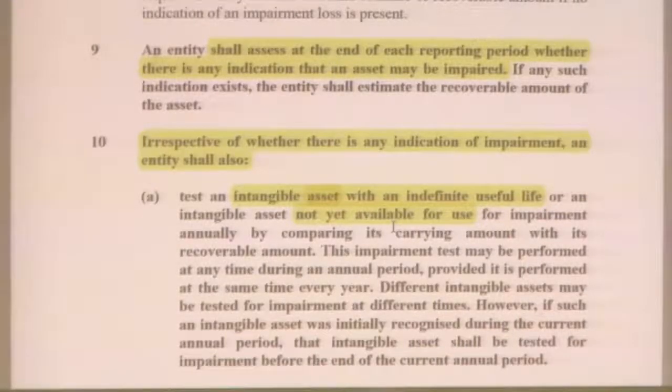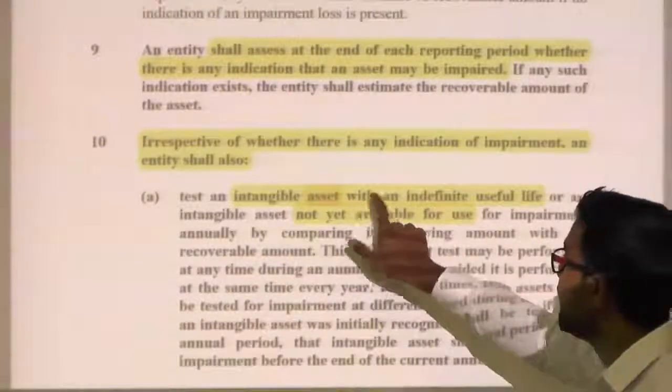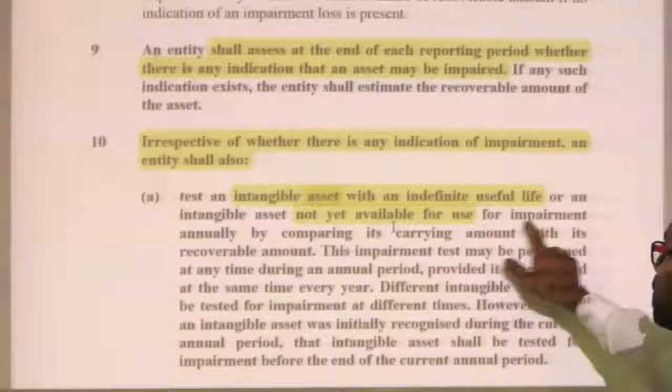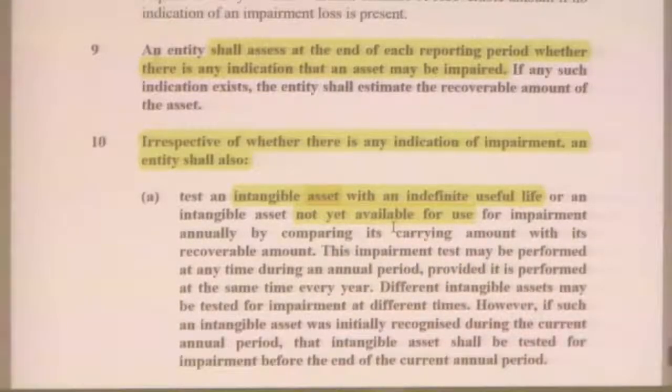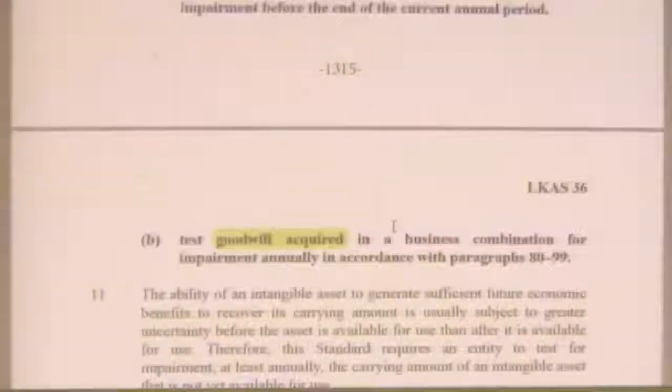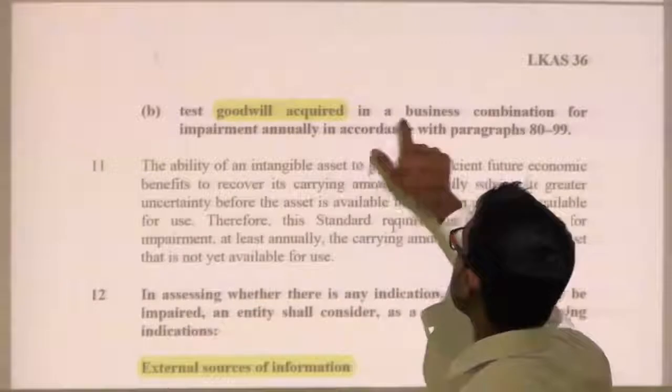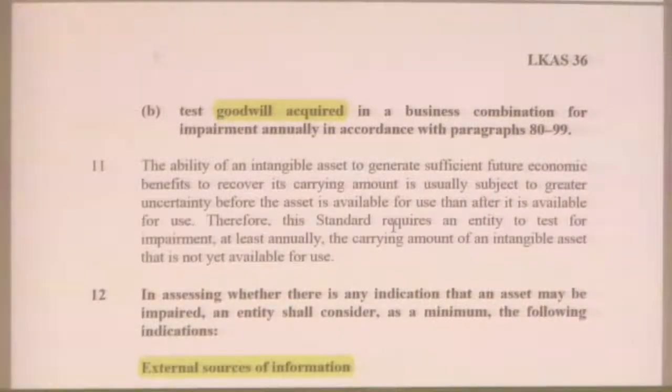whether an indication, external or internal, exists or not, irrespective, an entity shall also test an intangible asset with an indefinite useful life, or an intangible asset not yet available for use, for impairment annually by comparing the carrying amount and the recoverable amount. So intangible assets are subject to what? Annual impairment testing, whether any indication is available or not. Same thing, test goodwill acquired in a business combination for impairment annually in accordance with paragraphs 80 to 89. So irrespective of whether indications are there or not, intangible assets with an indefinite life and goodwill acquired in a business combination are subject to annual impairment testing.